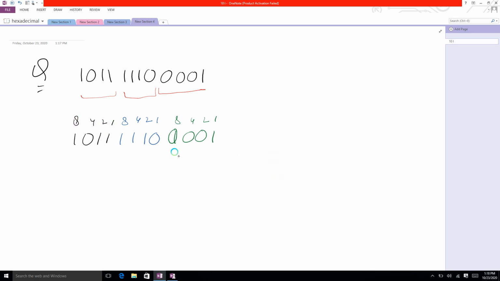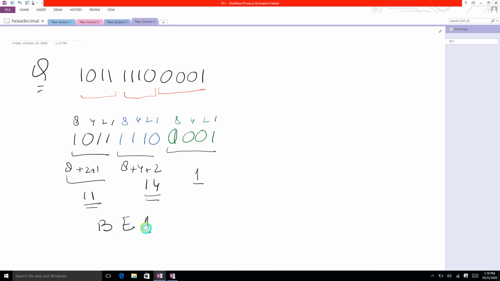Now wherever the bits are on, we will pick up their weights. Here only 1, okay, everything else is off. Here what do we have? 8 plus 4 plus 2, so 8 plus 4 is 12 and 14. And here we have 8 plus 2 plus 1, so 8 plus 2 is 10 and 1 is 11. So in hexa we have B in place of 11, in place of 14 we have E, and we have 1 as well. So this is the conversion. So this gives you the hexa value of the binary equivalent. I hope this makes it clear.